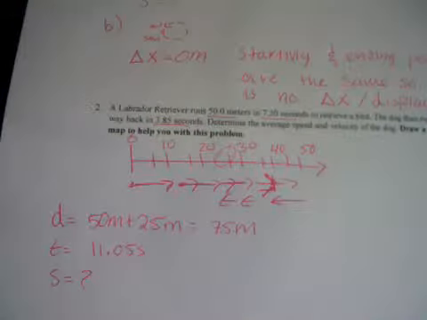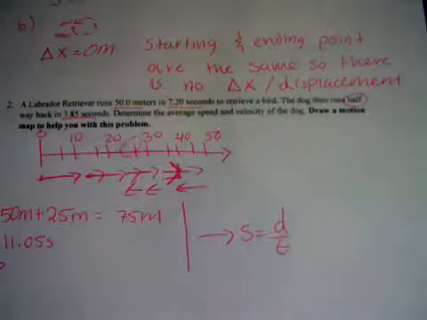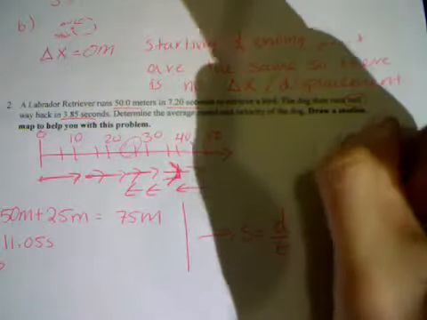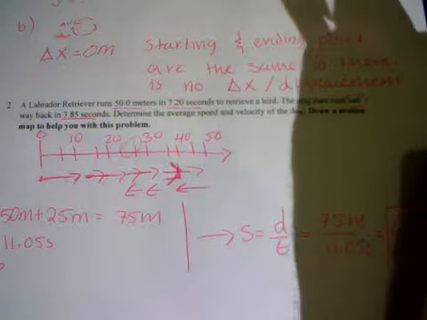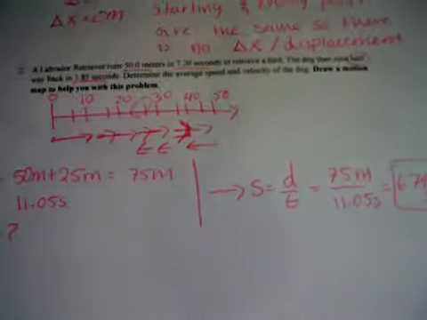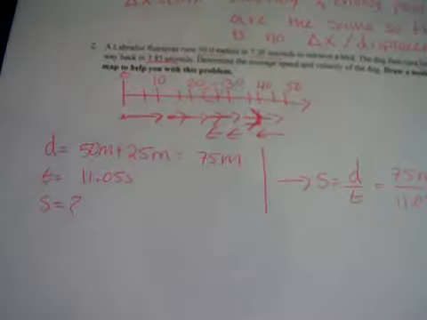Okay? So plugging that in, s equals d over t. And then just plug right in 75 meters over 11.05 seconds. Use your calculator. You get 6.790. Let me know if that's a miscalculation. You guys can see it.